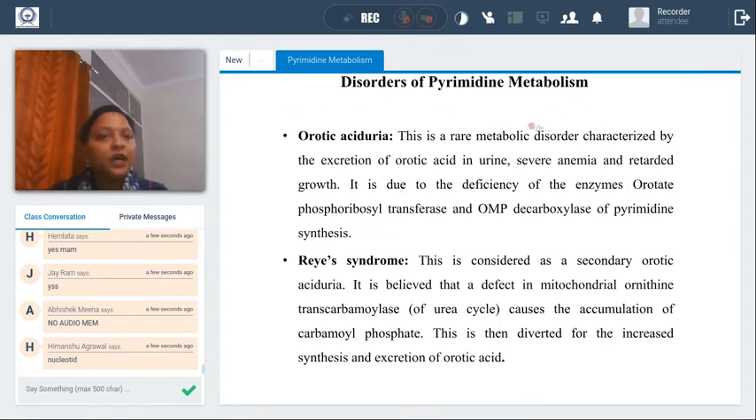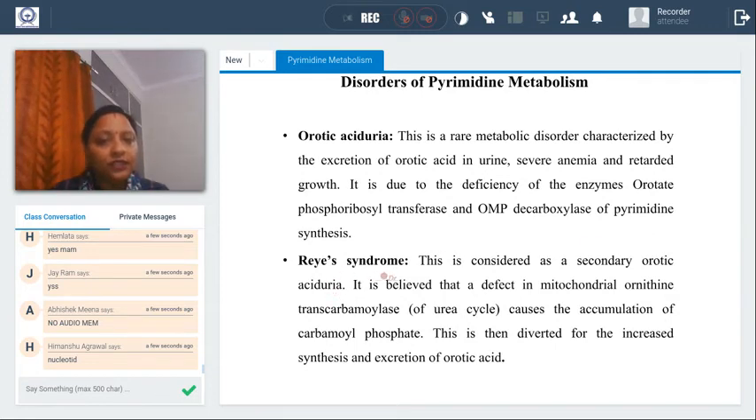Disorders of pyrimidine metabolism include orotic aciduria. This is a rare metabolic disorder characterized by excretion of orotic acid in the urine. The characteristics are severe anemia and retarded growth, and the enzymes responsible are deficient: orotate phosphoribosyl transferase and OMP decarboxylase of de novo synthesis of pyrimidine.